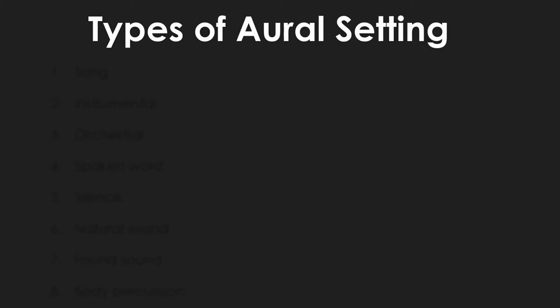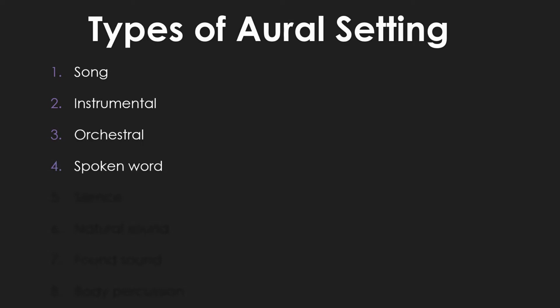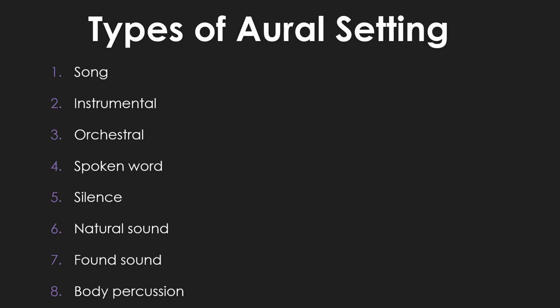The types of aural setting that we have, eight in total. Number 1 is song. Number 2 is instrumental. Number 3 is orchestral. Number 4 is spoken word. Number 5 is silence. Number 6 is natural sound. Number 7 is found sound. And number 8 is body percussion. So eight different types of aural setting that you need to know about.